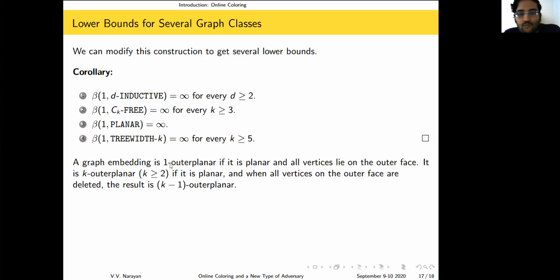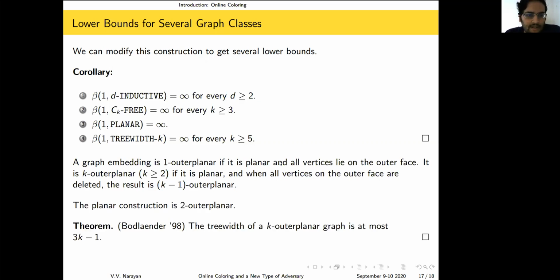So a graph embedding is 1-outerplanar if it is planar and all the vertices lie on the outer face. It's k-outerplanar if it's planar and there is some planar embedding so that if you remove the outer face, it's (k-1)-outerplanar. So essentially there's a planar embedding which is like an onion with k layers. As you remove each layer, you keep changing the outer face and there are only k different outer faces. Essentially, each vertex is at distance at most k from the outer face in the sense of distance.